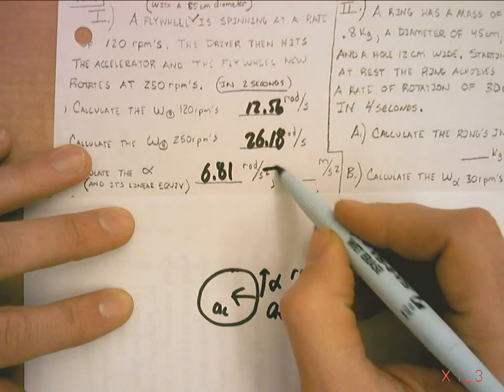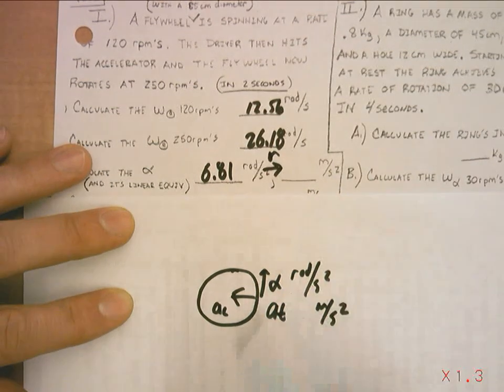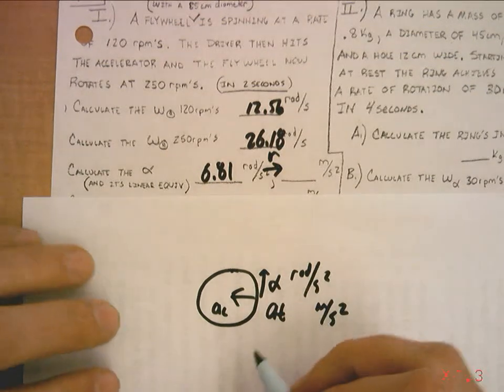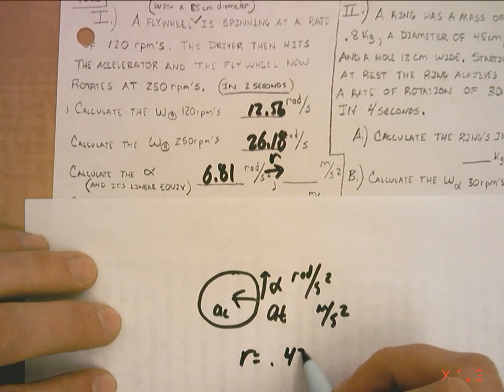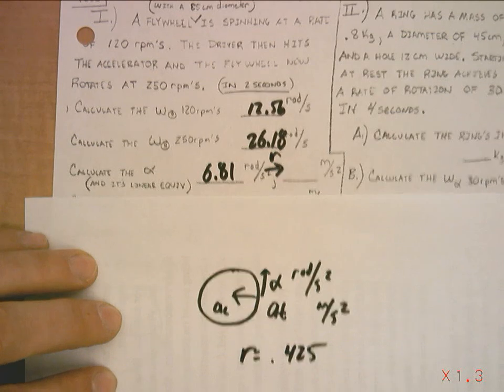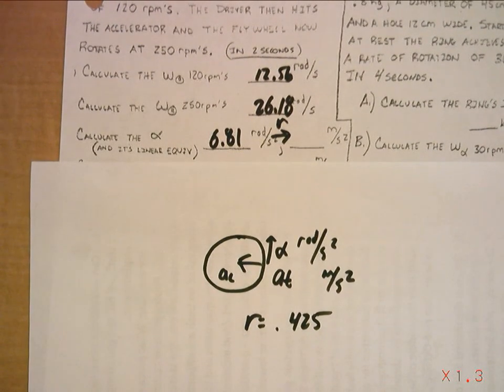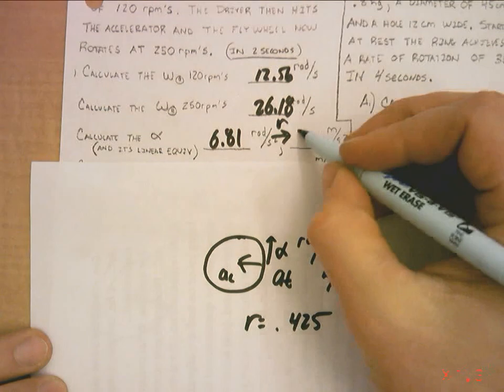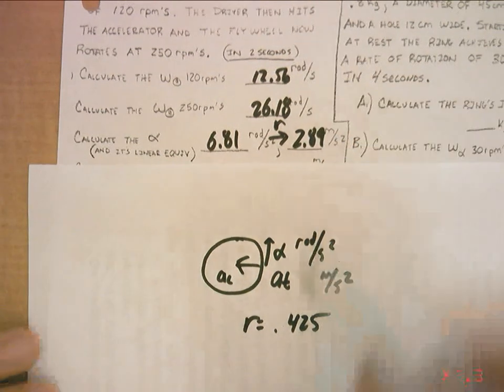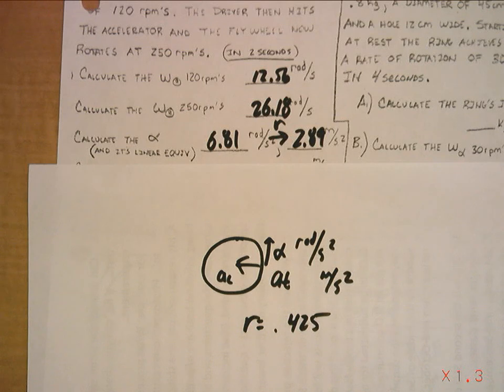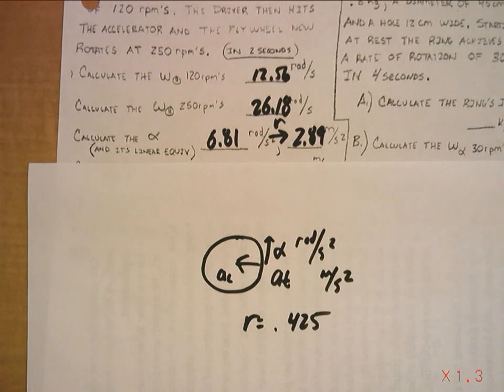So it's easy to make this trip right here. We just multiply it by the radius. And if you remember from our original drawing, the radius was 0.425. So we're going to take 6.81, and we're going to multiply by 0.425, and we're going to end up with an answer of 2.89 as our meters per second squared. So now we know what the arrow is on the outside.